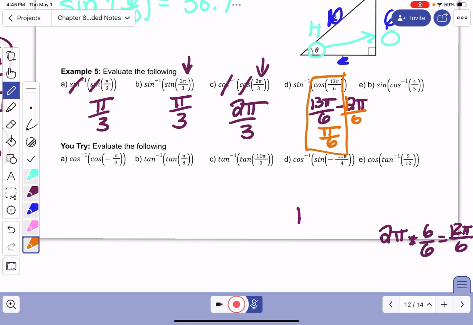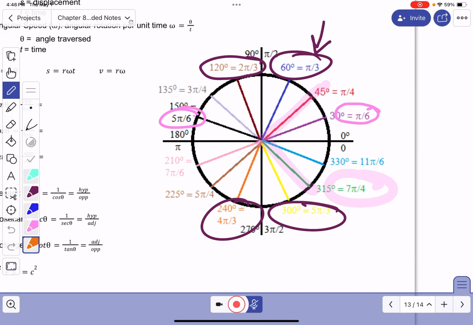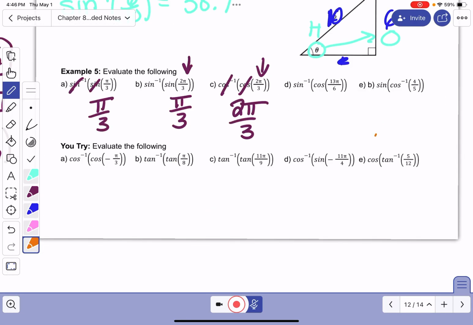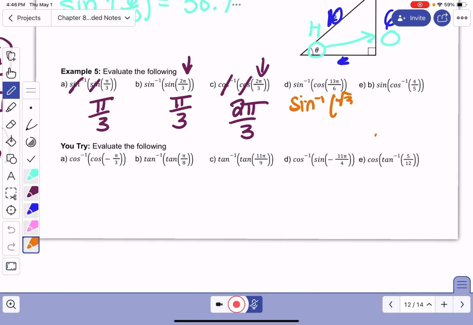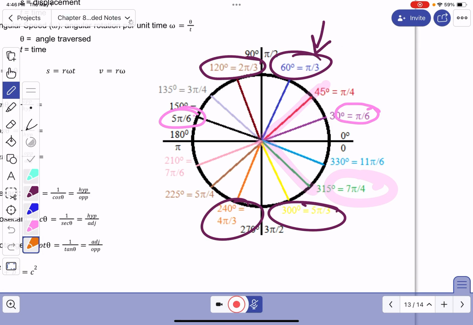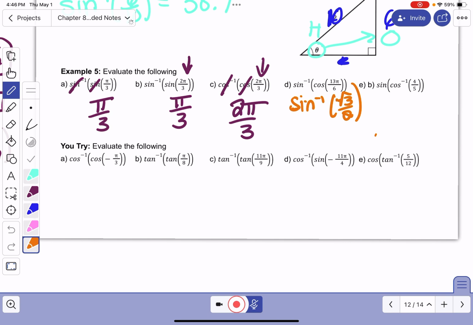Cosine of pi over 6 is root 3 over 2. And then, so now we're saying inverse sine of root 3 over 2. So we go to that table and we say sine is root 3 over 2 at pi over 3. So pi over 3.